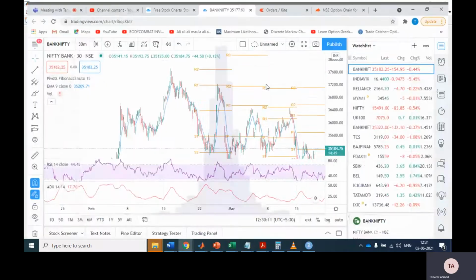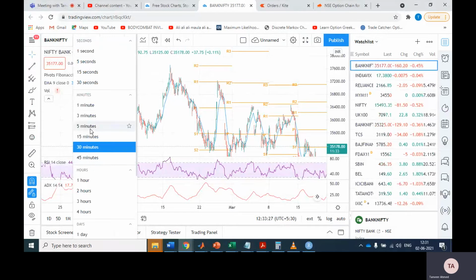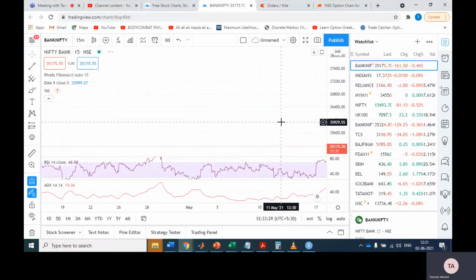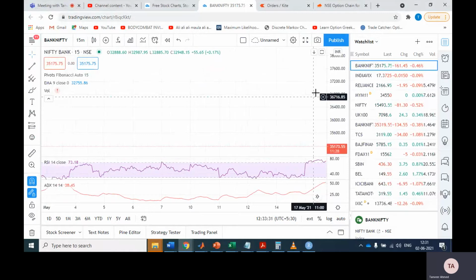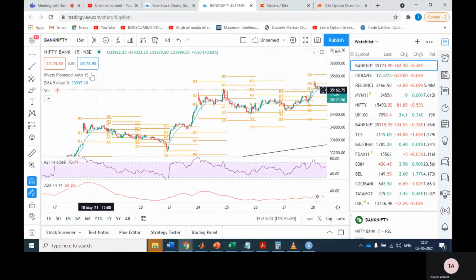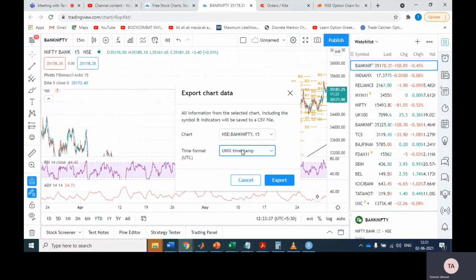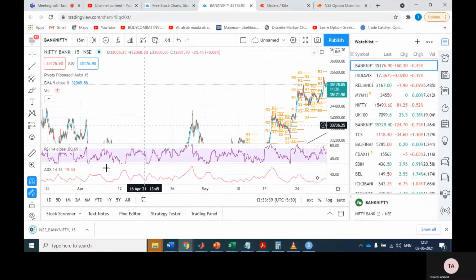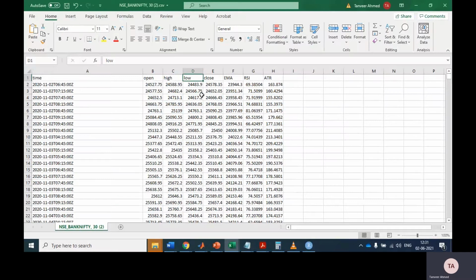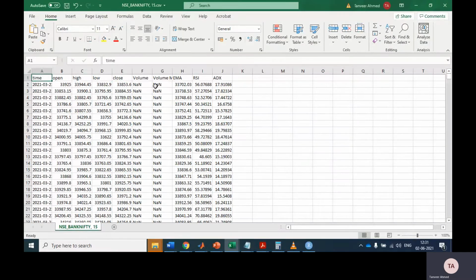So let's do one more thing. Let's do it for 1 hour, or let's do it for 15 minutes, because I know most traders look at 15 minutes. So let's look at 15 minutes. And let me export this data into my Excel. Just give me a second. Exported.